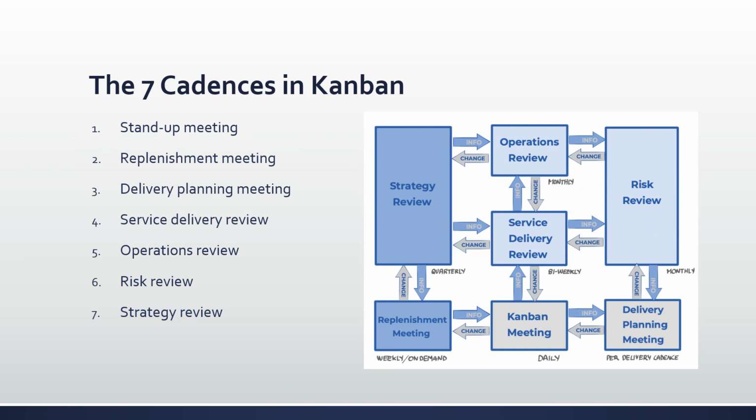There's a service delivery review, which is usually done weekly, and this examines the customer's satisfaction with the delivery and the team performance. There's an operations review, which is usually done monthly. This examines the efficiency of different teams together or the whole organization. There is a risk review, which is done monthly. This focuses on the ongoing future risks and their impacts on work. And then there's a strategy review, which is usually done quarterly, and it examines the strategic goals and directions.